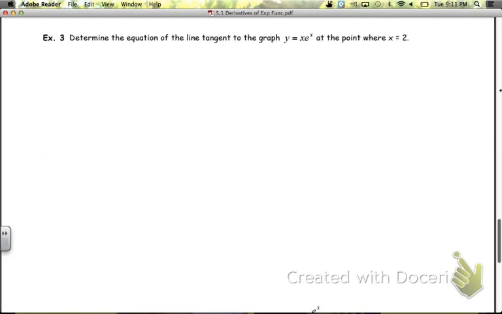So now in example 3, we want to determine the equation of the line tangent to the graph y equals x e to the power of x at the point where x is equal to 2.